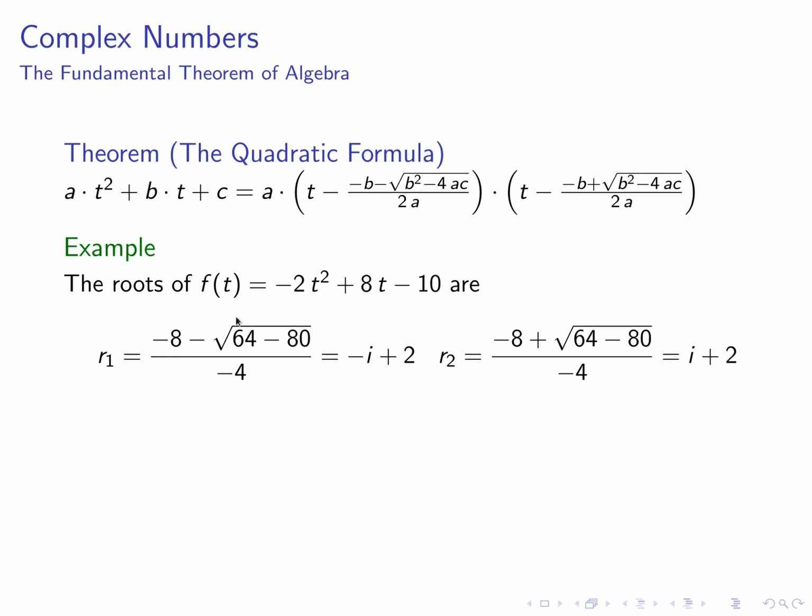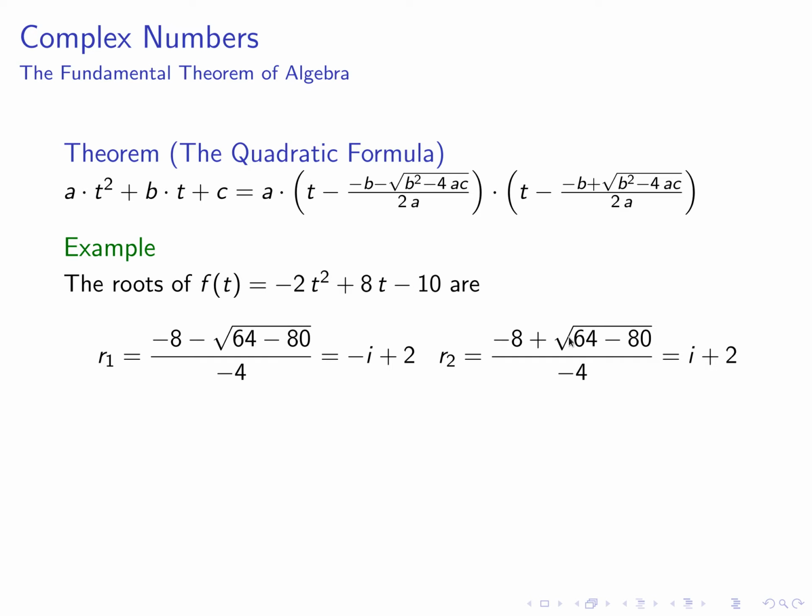Then we look at plus and minus the square root of b squared, which is 8 squared, which is 64, minus 4 times negative 2 times negative 10, which is minus 80, all divided by 2 times the leading coefficient, which is negative 2, which gives us negative 4 in the denominator.